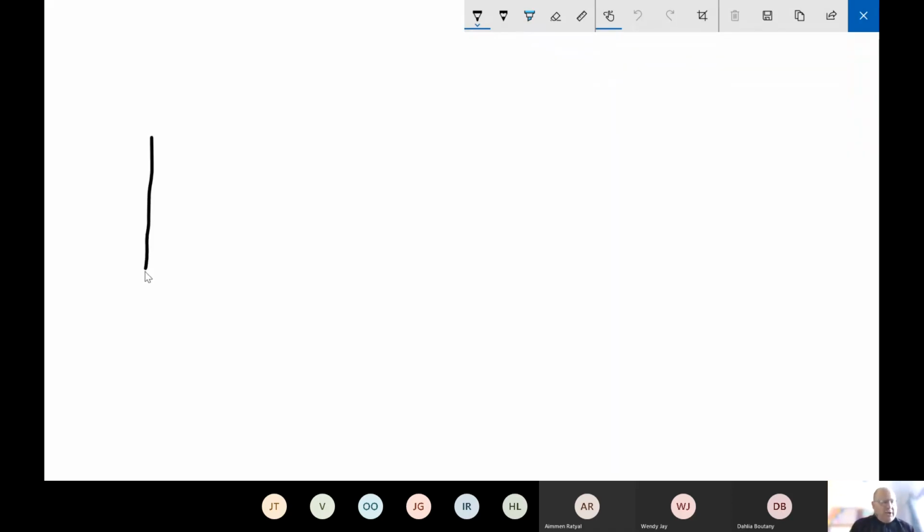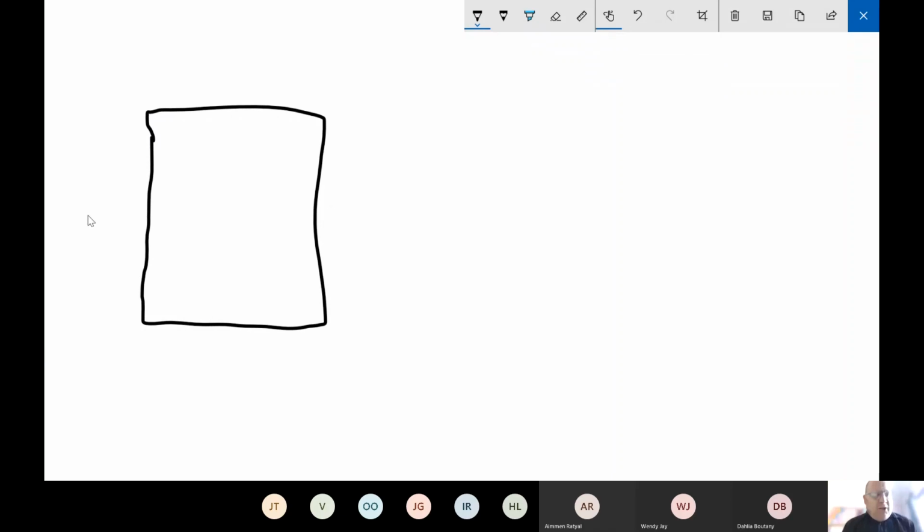So I want to think about a four-sided shape, rectangle, square. That's as straight a line as I'm going to get on here, I think. It's probably better than I thought it would be. And we're going to use this example.